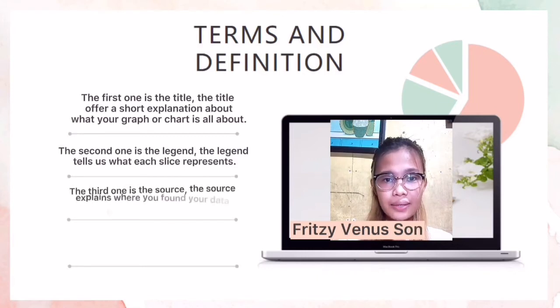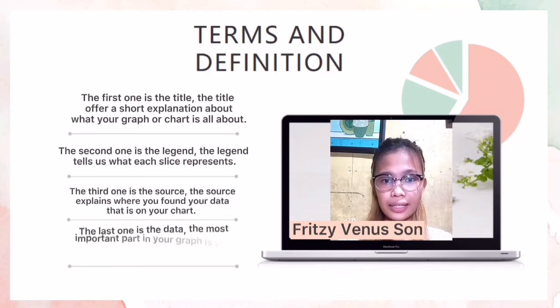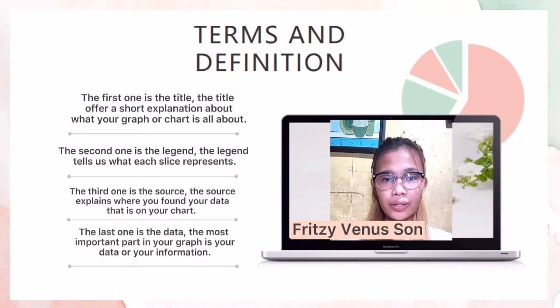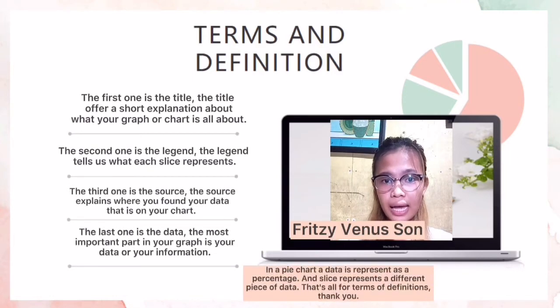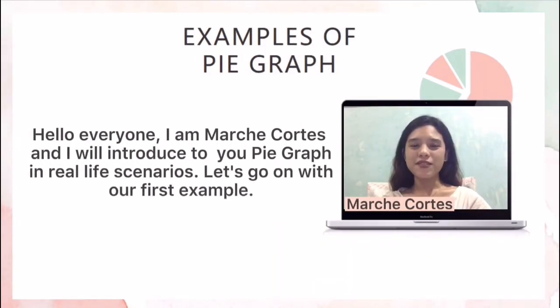The third one is the source. The source explains where you found the data that is in your chart. The last one is the data. The most important part of your graph is your data or your information. In a pie chart, data is represented as a percentage, and each slice represents a different piece of data. That's all for terms and definitions. Thank you.